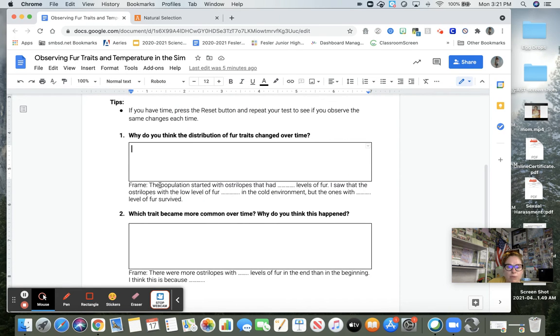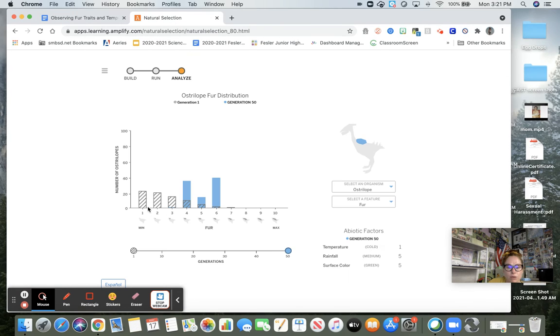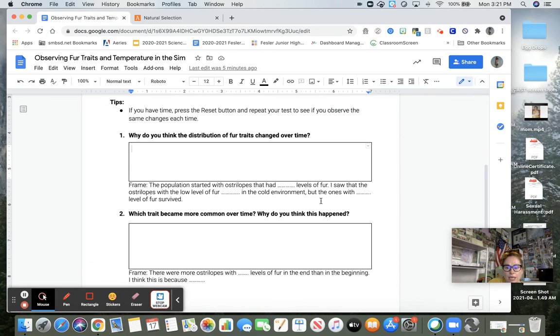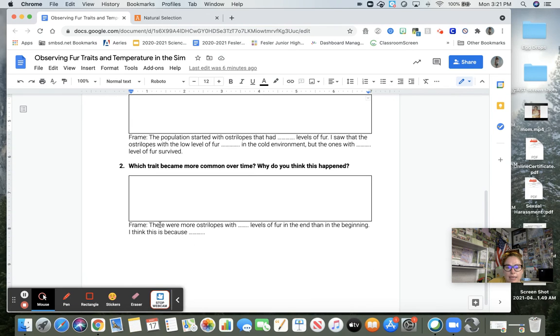I did put a frame here. The population started with Australopes that had how many levels of fur? I saw that the Australopes with low level fur, what happened to them? Well, the low level were the 1s and 2s. Did any survive? No. In the cold environment, the ones with what kind of fur survived? And which trait became more common over time? Why do you think this happened? There are more Australopes with what kind of fur, levels of fur, in the end than in the beginning. I think this happened because why? What did we see in the sim? All right, those are your questions.